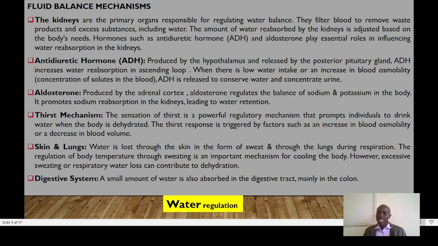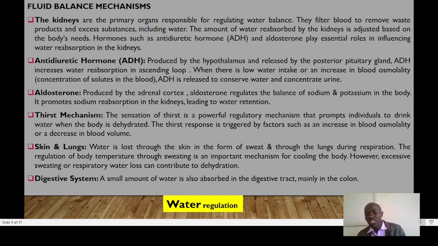The other one is the skin and the lungs. It's good to know that water is normally lost through the skin in the form of sweat and through the lungs during respiration. The regulation of body temperature through sweating is an important mechanism for cooling the body. However, if it is excessive, it could also contribute to dehydration.